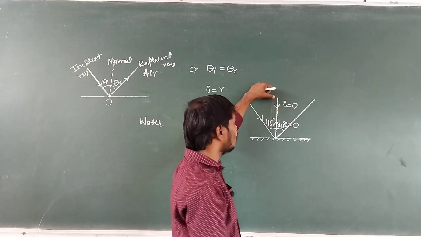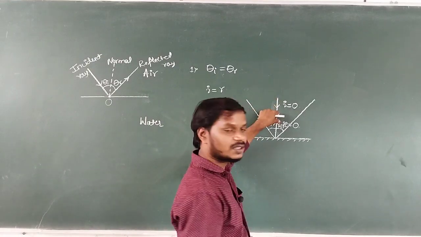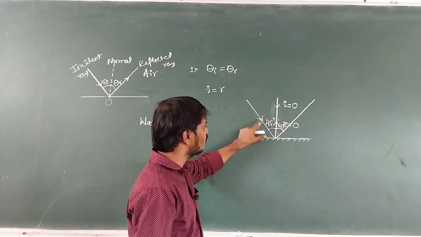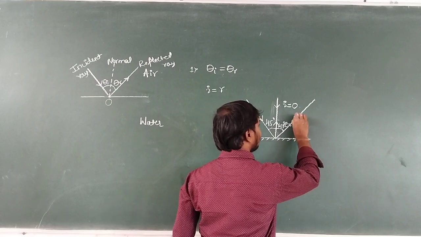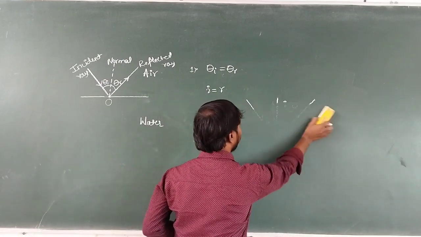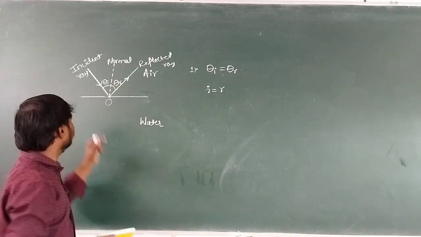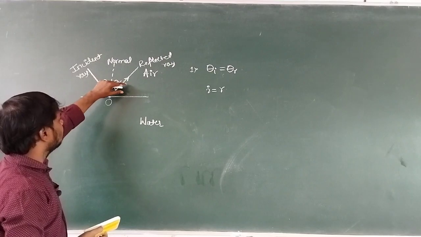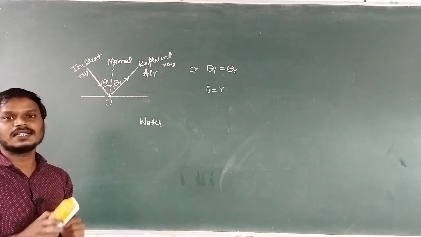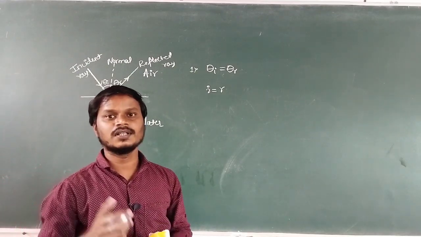If the angle of incidence is 0, the angle of reflection is also 0. If the angle of incidence is 45 degrees, then the angle of reflection is also 45 degrees. This is the first law of reflection of light. Then what is the second law? The incident ray, reflected ray and normal drawn at the point of incidence all lie in the same plane. This is the second law of reflection of light.